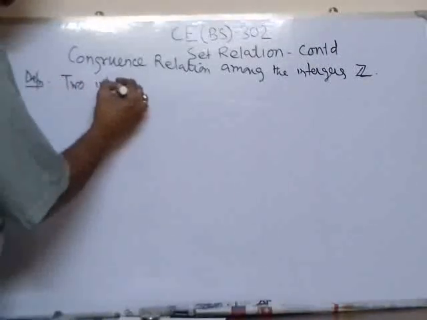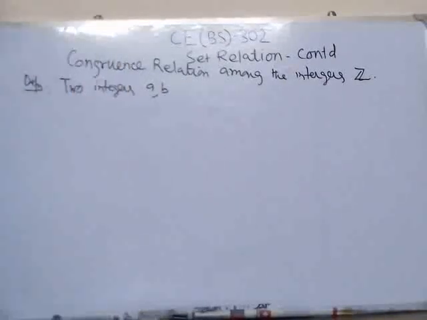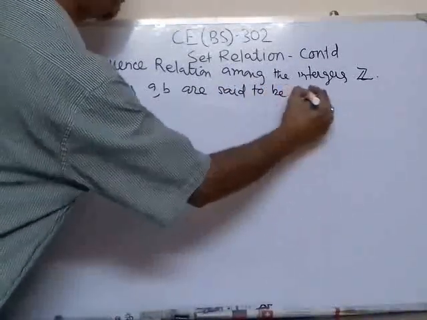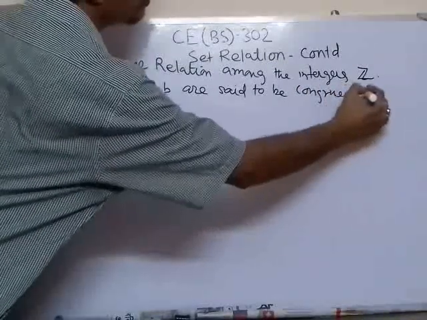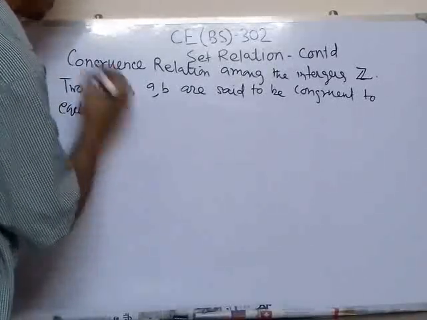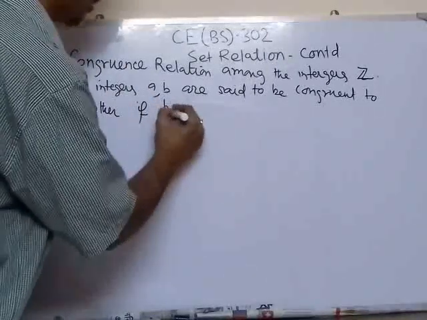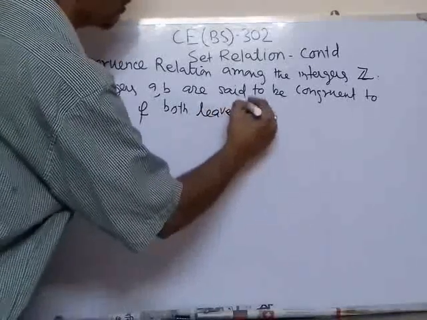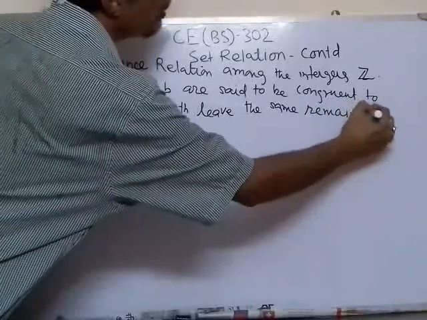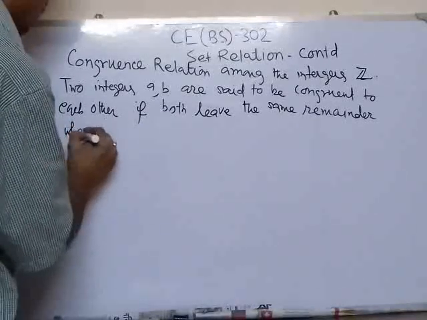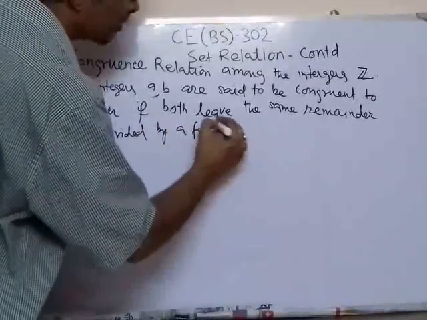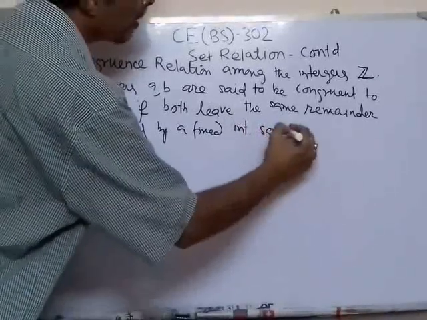Two integers a, b are said to be congruent to each other if both leave the same remainder when divided by a fixed integer, say m.